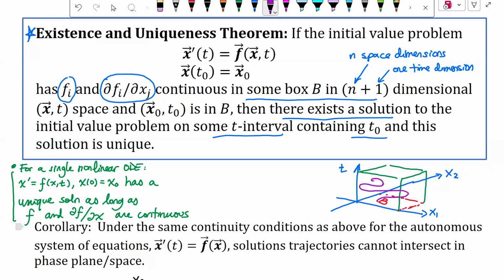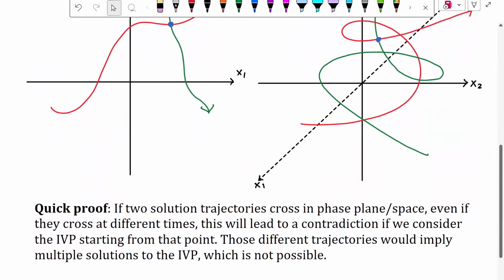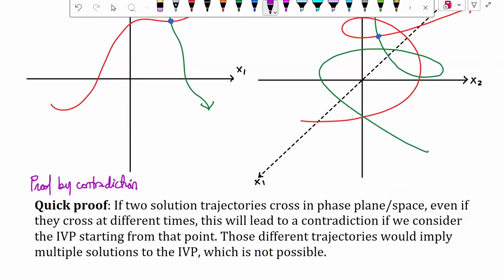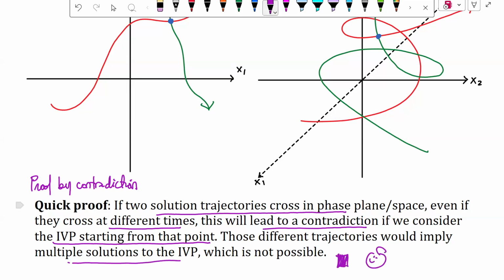A corollary to our existence and uniqueness theorem says that under the same continuity conditions as we have above for the autonomous system of differential equations, solution trajectories will not intersect in phase space. The proof of that, as we've seen before, is by contradiction. If 2 solution trajectories were to cross in phase space, even if they crossed at different times, that would lead to a contradiction, because imagine if we considered starting our initial value problem from that particular point where a crossing happens. Those different trajectories would imply multiple solutions to the initial value problem, which is not possible. Let's go to the next page.